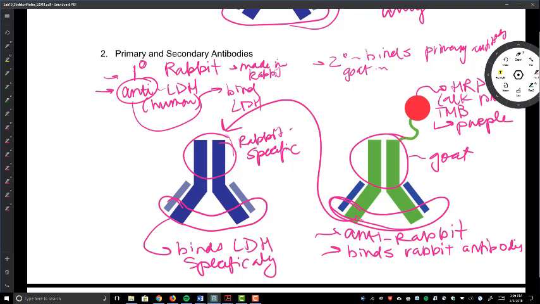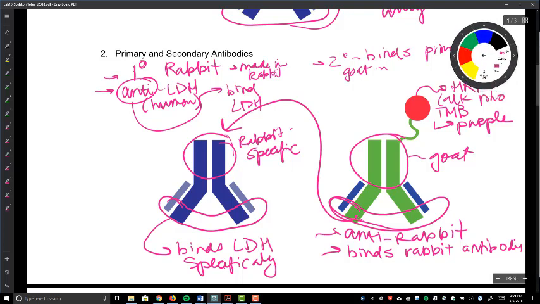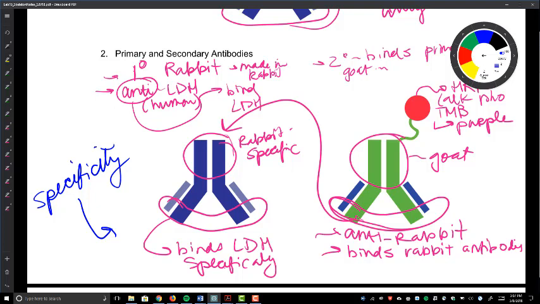So the advantage of this system is that the primary antibody allows us to tune for specificity, to bind and select a particular antigen, which in this case is LDH. You could also use it to bind a different enzyme with a different antibody, whereas the secondary antibody allows us to visualize our target and figure out where on the Western blot, in which lanes, and what the size is of our LDH target.